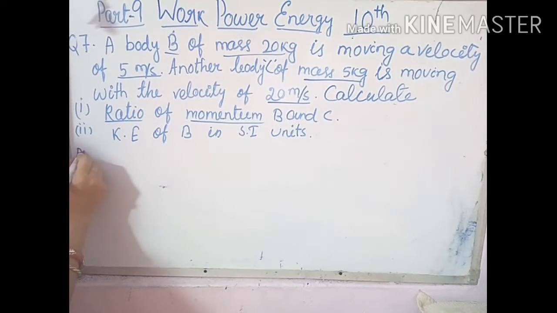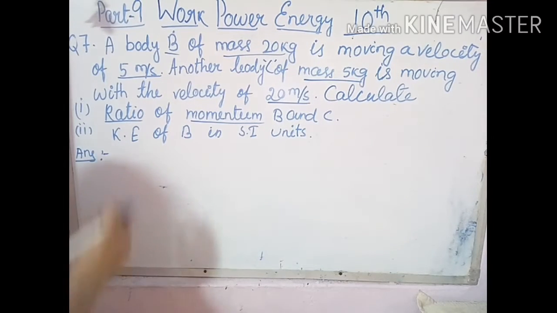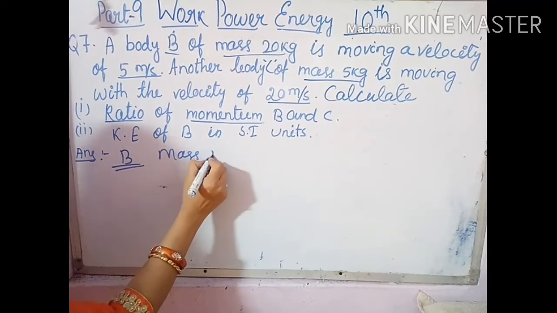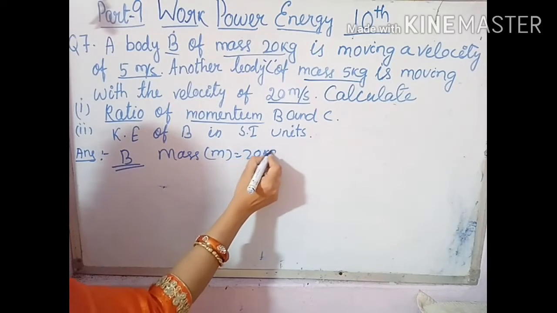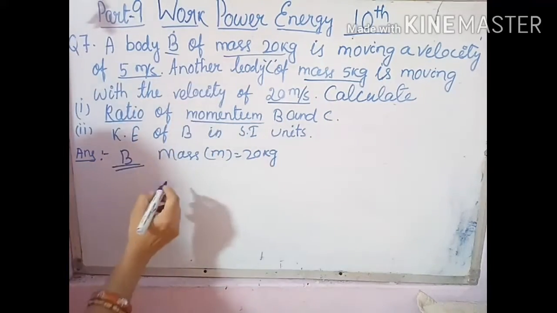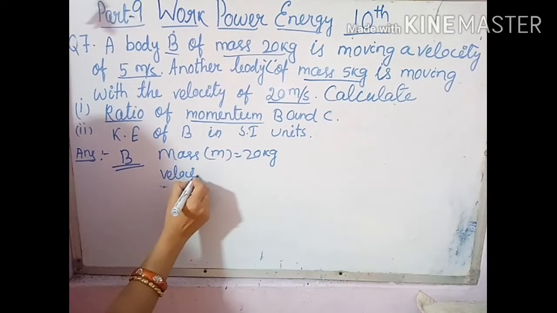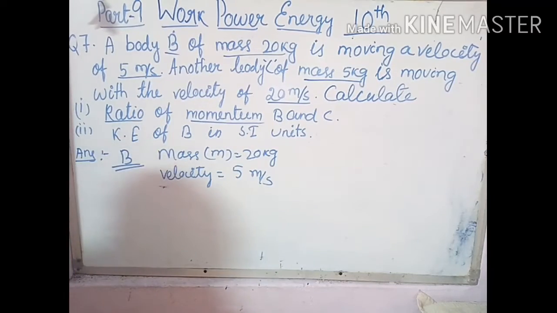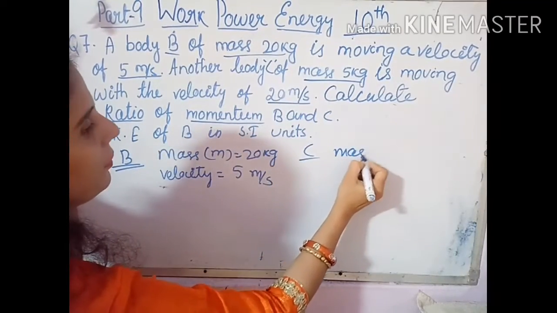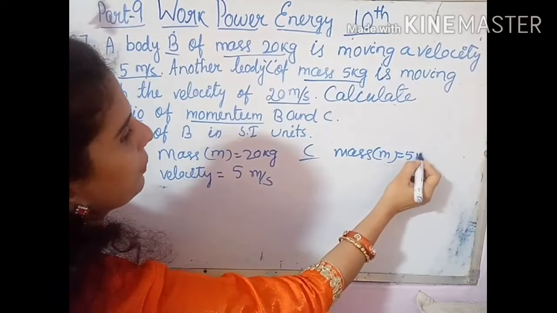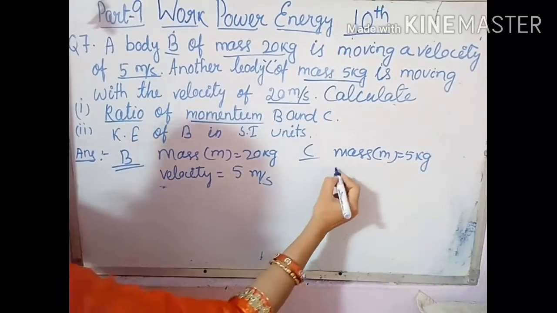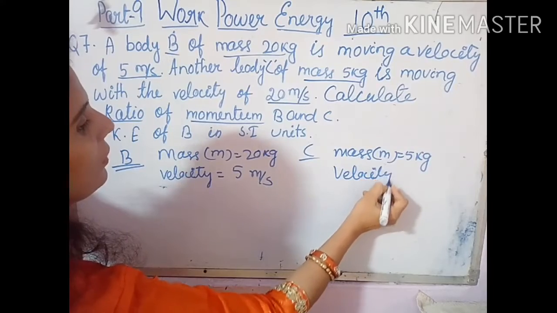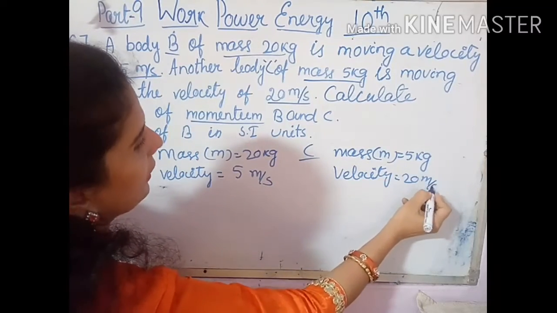So first we will go to the first question, whatever data it has given, let's write. We will calculate first for body B. The mass m equals 20 kg. Then its velocity is 5 meter per second. Now go to body C, whatever is given: body C mass m equals 5 kg. Now its velocity equals 20 meter per second.